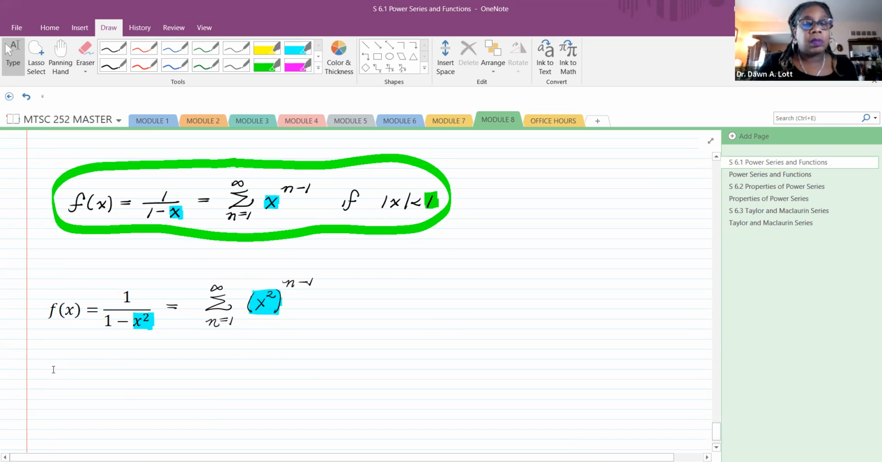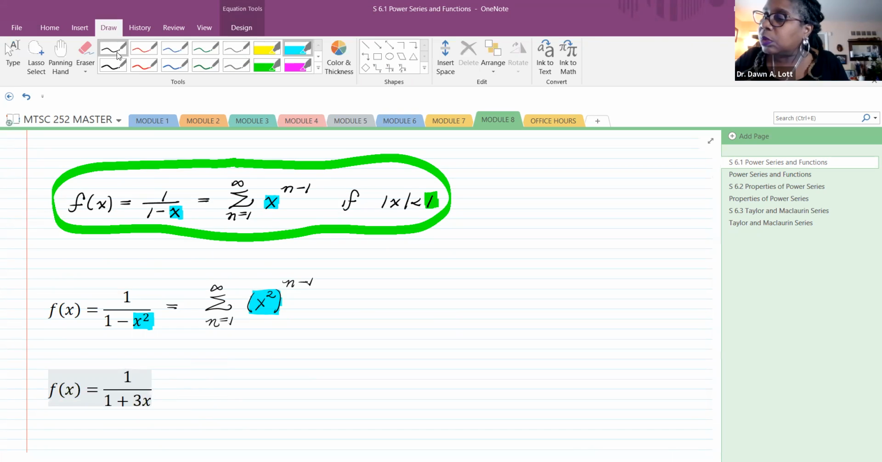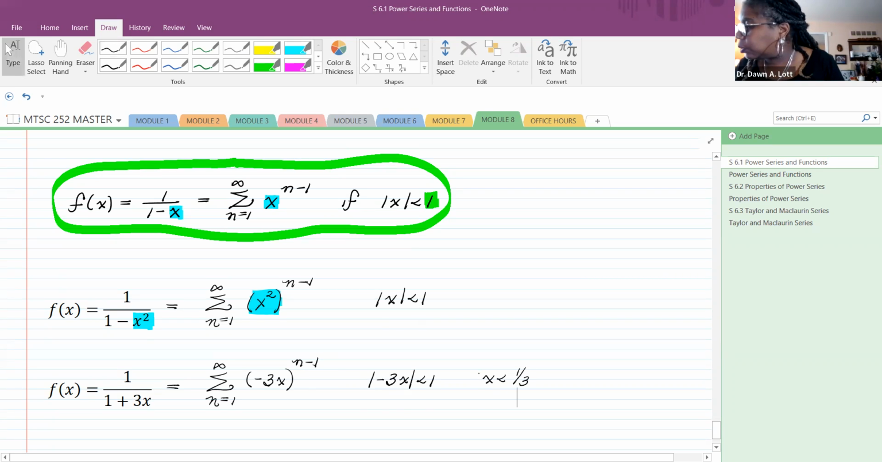And lastly, f of x equal to 1 over 1 plus 3x. Well, instead of x, I'm going to put minus 3x. That's the sum, n equals 1 to infinity. I get negative 3x to the n minus 1. So this one converges for the absolute value of x less than 1. This one's going to converge for the absolute value of minus 3x less than 1. So x is going to have to be less than 1/3.